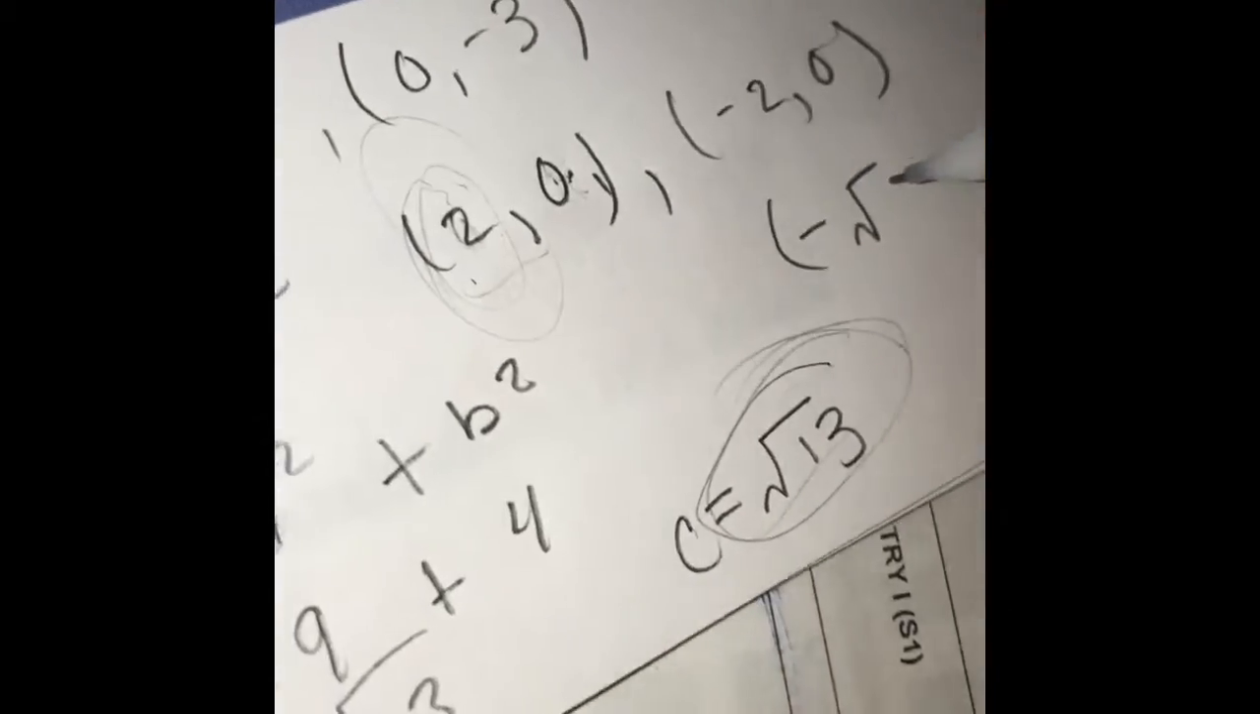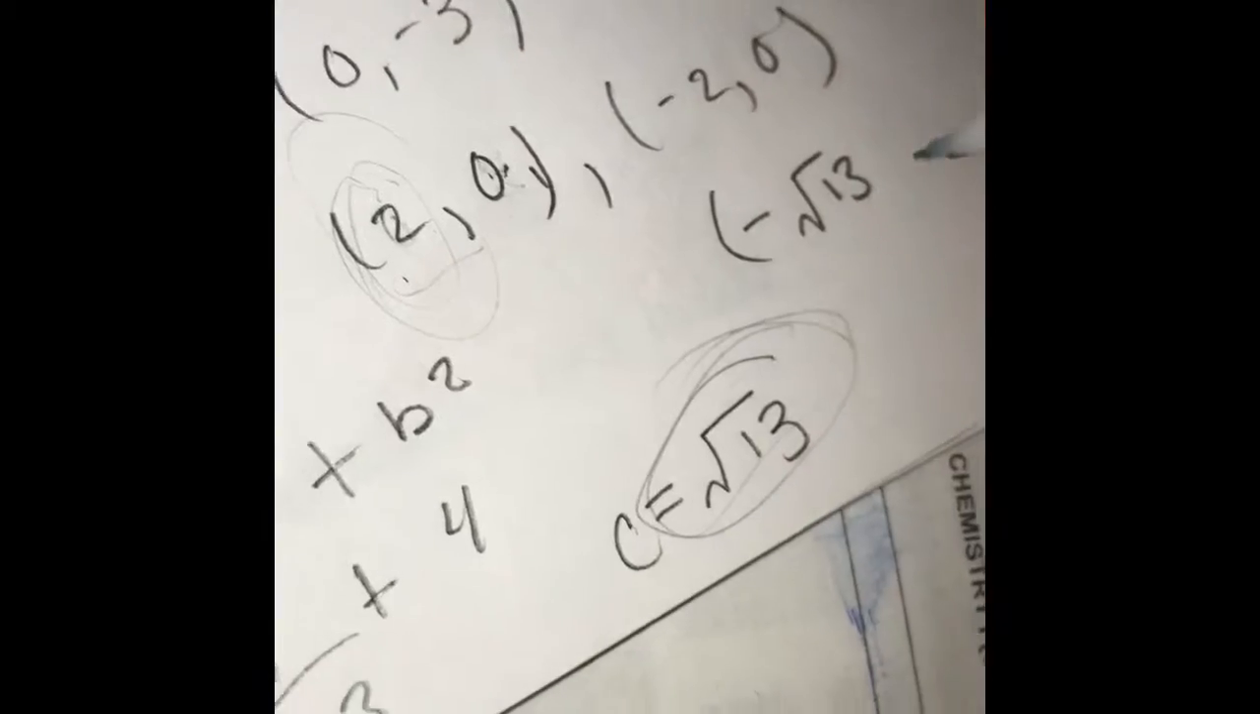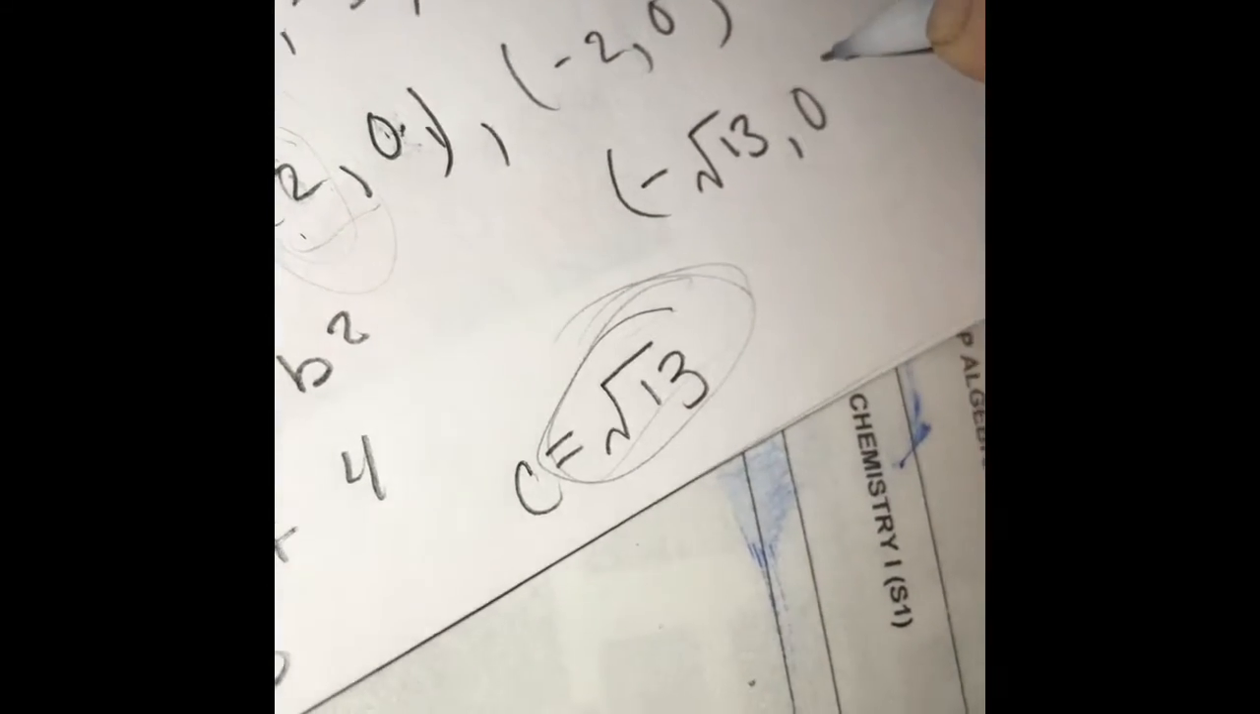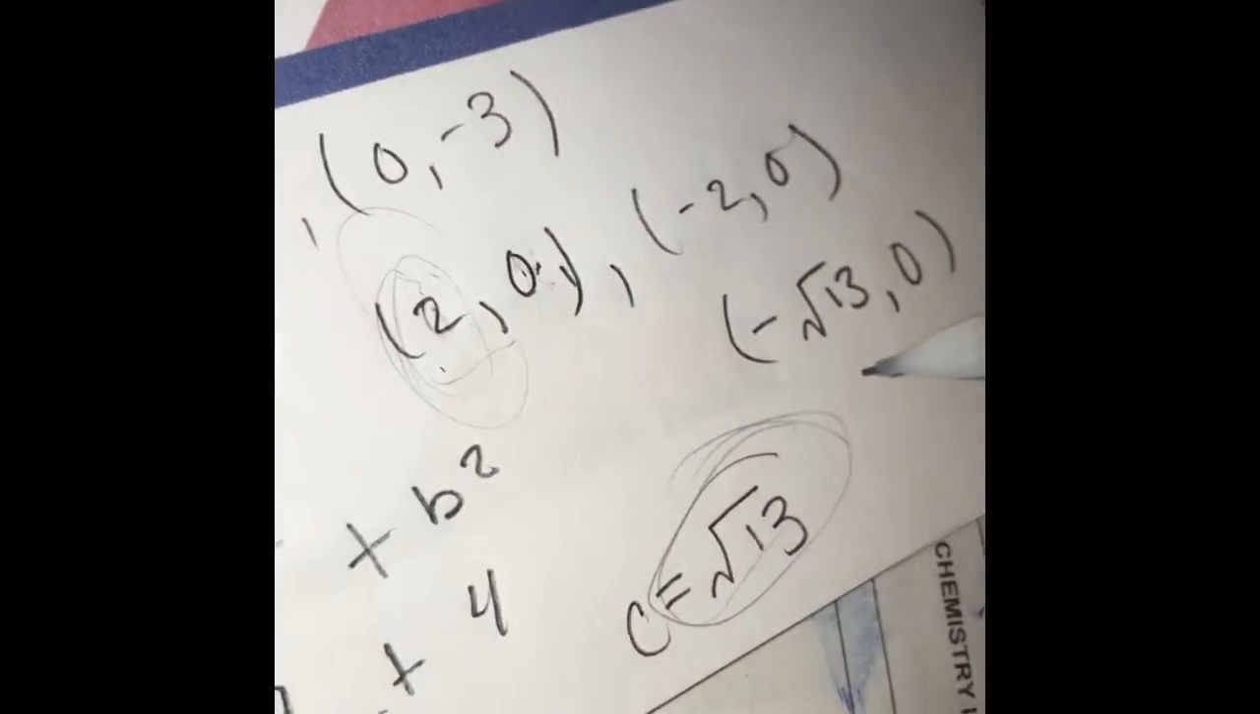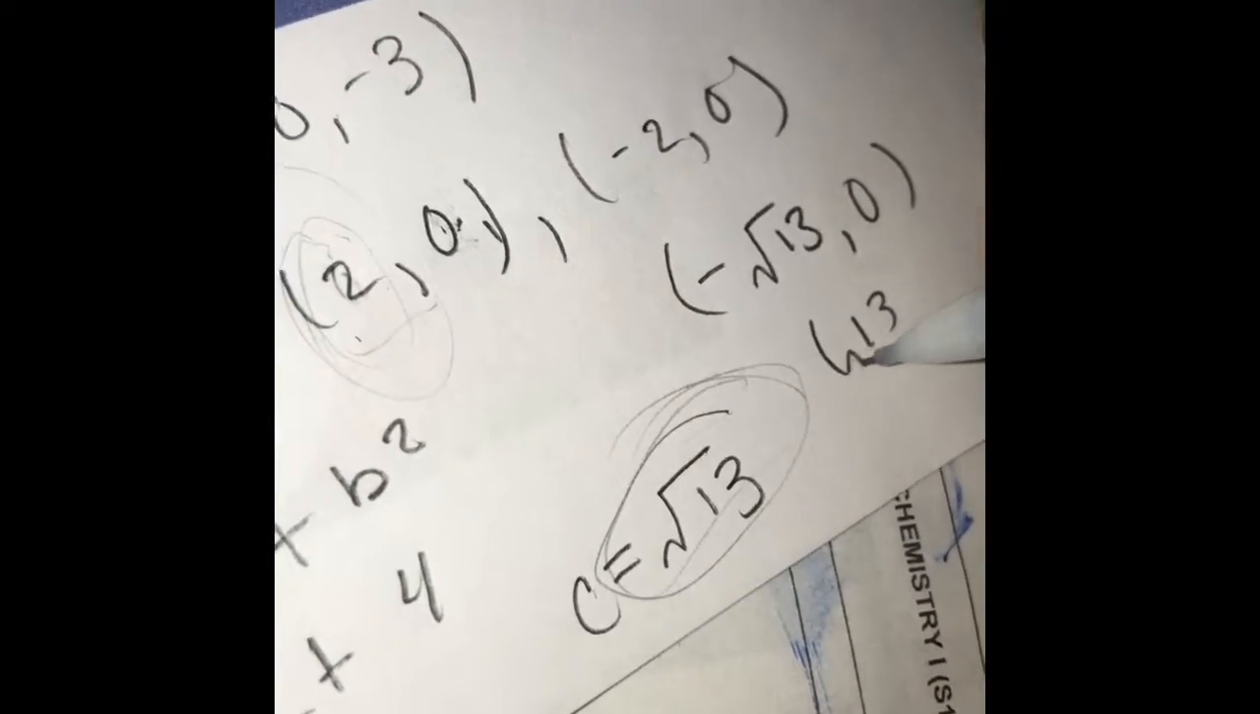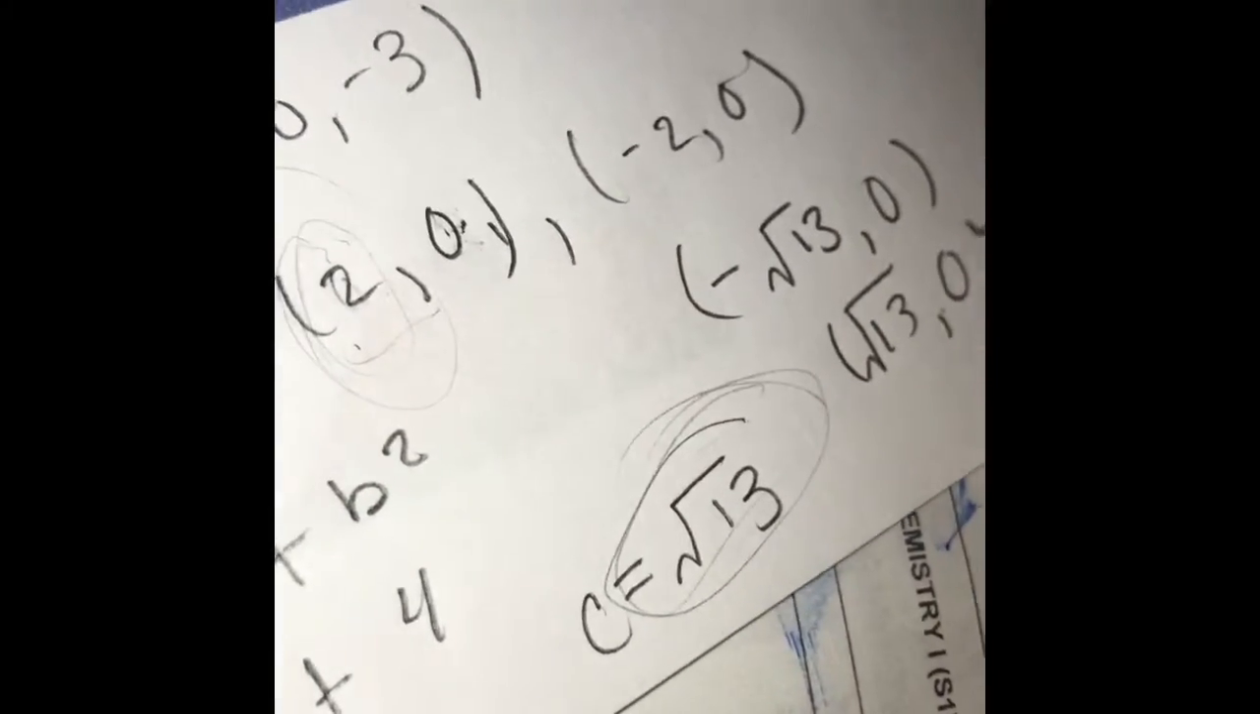So now that we found one of the coordinates of the foci, we just plug that into the graph, and the foci would be found in between here. So now that would be negative square root of 13, 0, and positive square root of 13, 0. So those are the foci.